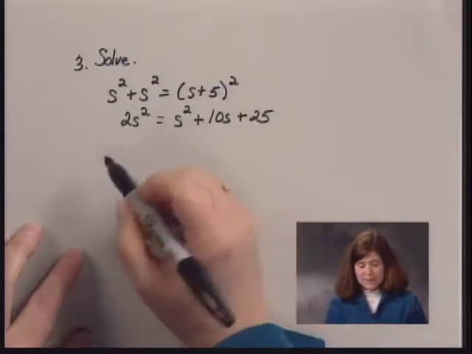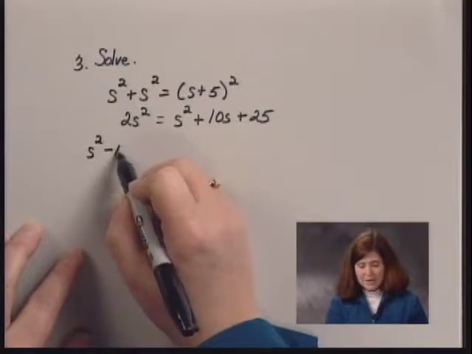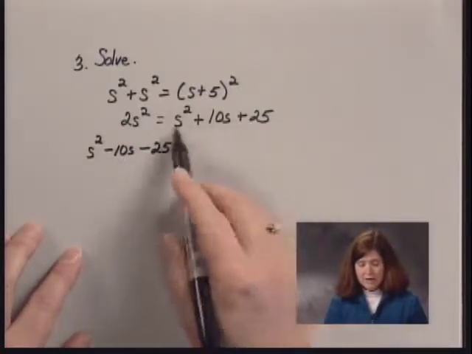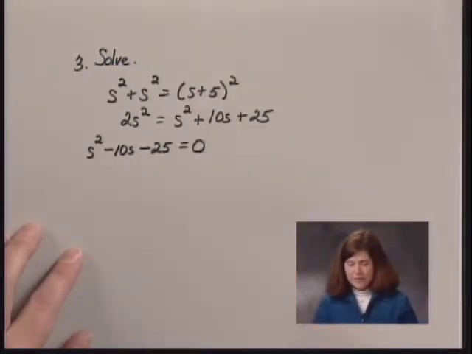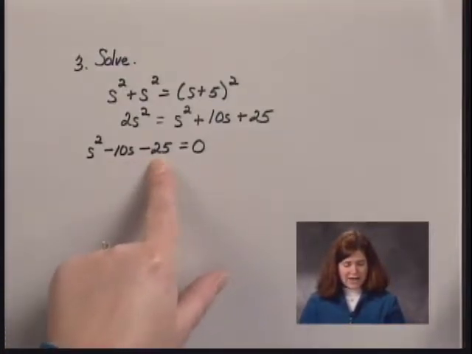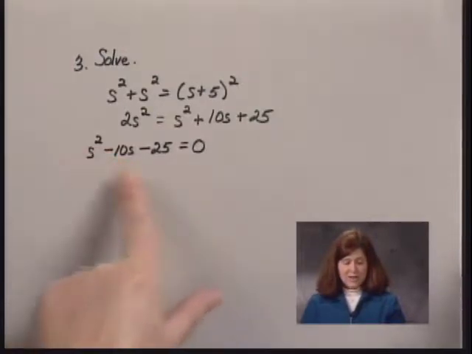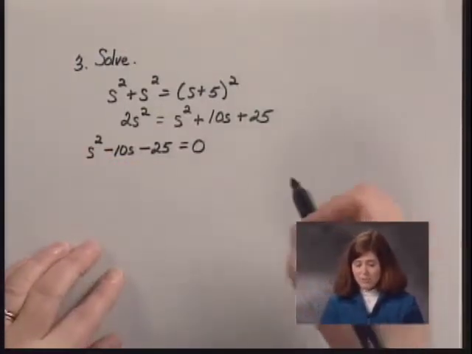2s squared minus s squared gives me s squared. Then I have minus 10s minus 25. And on the right side, since I subtracted everything, I'll have 0. Now this has a 25 and a 10 in it, and it might look like it can factor, but if you try to factor it, we're not able to factor this. So we'll have to use the quadratic formula.